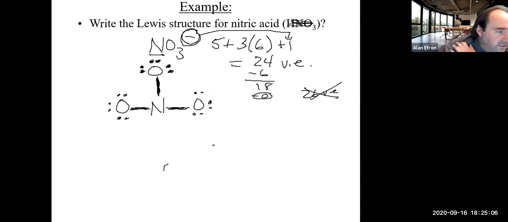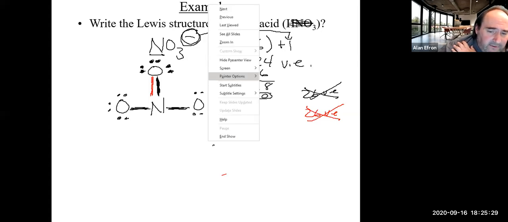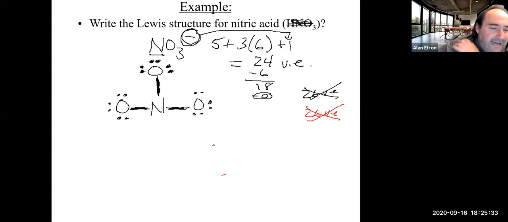All of these oxygens are identical to each other, so you can make the double bond anywhere you like. I'm going to make the double bond on the top one, so I'm going to make the double bond right here. Now, you may also say to yourself, if I do that, I am still at 26 electrons, so that's not good. And the oxygen on top now has 2, 4, 6, 8, 10 electrons, and that is definitely not good either.